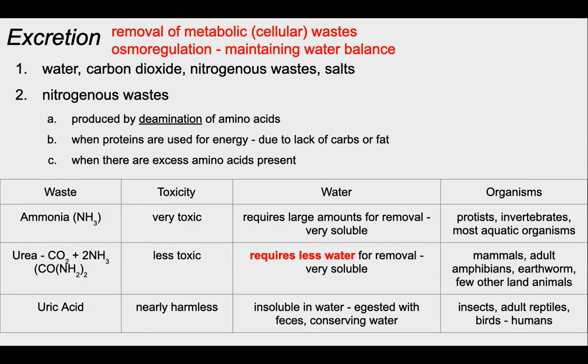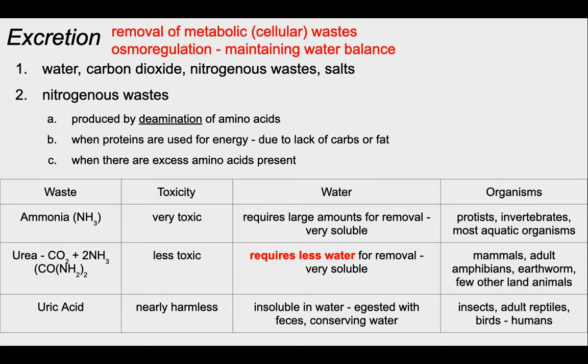So one important type of waste is nitrogenous wastes. And if you remember back to when we talked about biochemistry, the main class of large molecules that contains nitrogen are the proteins. Proteins are made of amino acids, and amino acids have that amino group. When an amino acid is going to be broken down to be used for energy or some other purpose, that amino group needs to be disposed of. That process is called deamination.